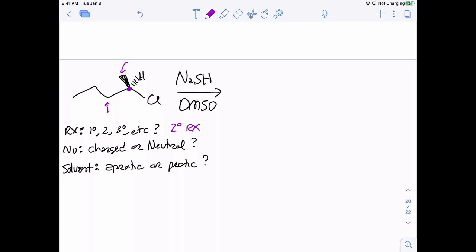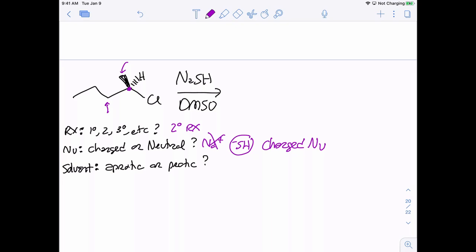Nucleophile, charged or neutral? Well, I have sodium, which has an ionic bond to SH minus. Remember, if you have a group 1A cation, you can just ignore it. So SH minus is a charged nucleophile. We know that SN2 definitely wants a charged nucleophile. SN1 doesn't really care. It could be charged or it could be neutral. So far this could go either way.